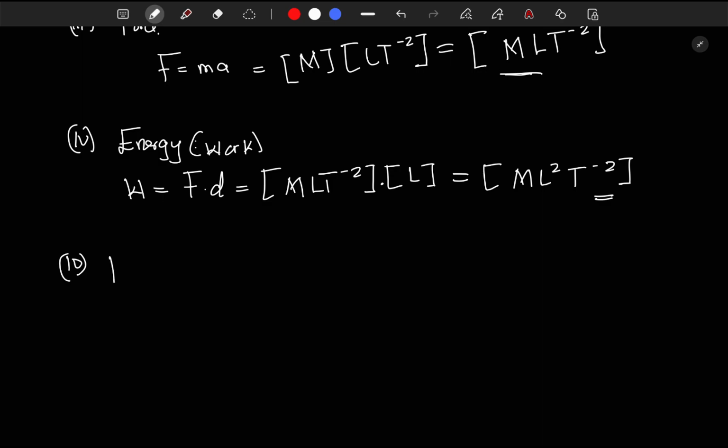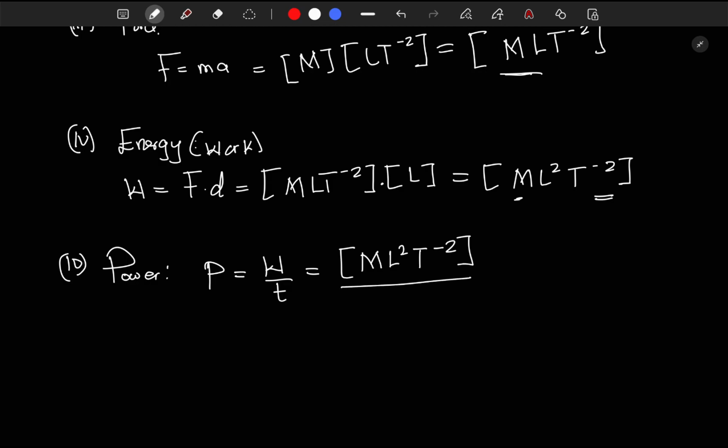What about power? Power is equal to work over time. But work is [ML^2T^-2], over T. Please don't forget the brackets. Now there are three T's, which will give us [ML^2T^-3].